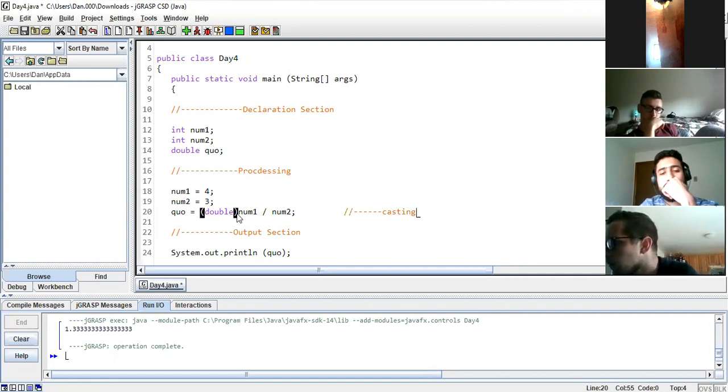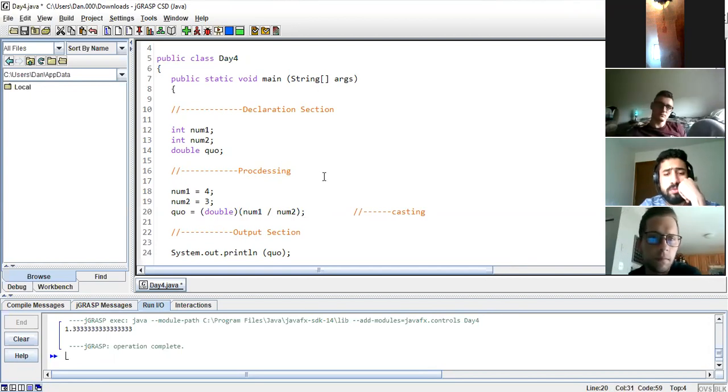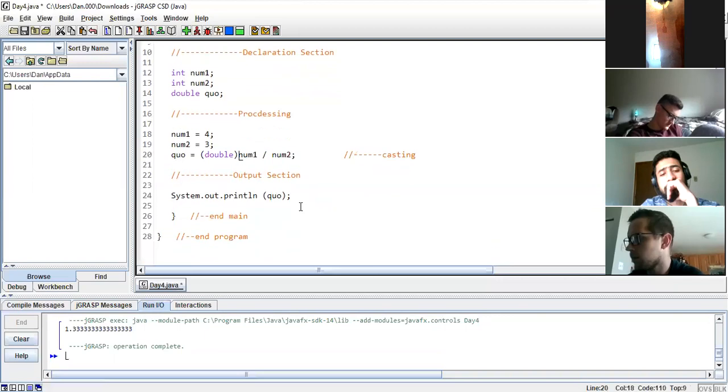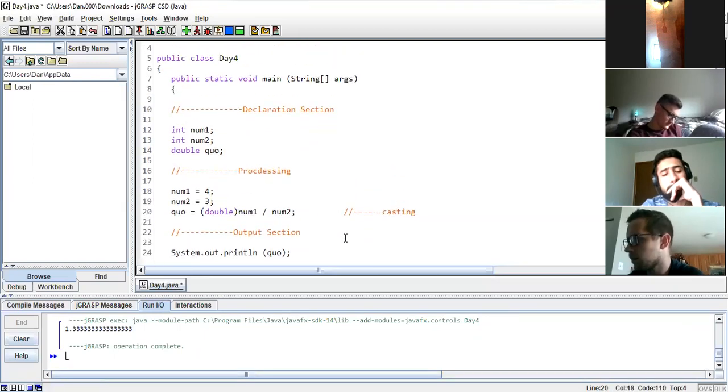Now let me ask you this. What if I would have put double and then had parentheses, num1 divided by num2? What would my answer be? 1.0. Yeah, 1.0, because it would actually do that division inside of the parentheses first and then cast the answer. So be careful with parentheses in that situation. All right, good. And then let's see, what's next?